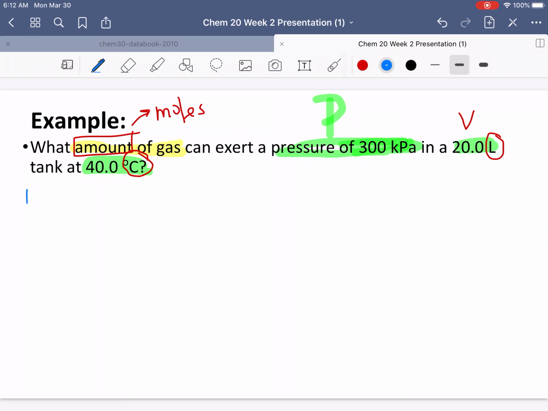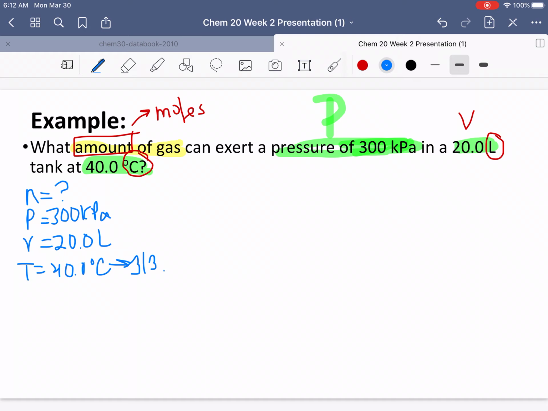Similar type thing to what we did before. Write down what you know. We're looking for n, the number of moles. Pressure is right there in front of you, given to you: 300 kilopascals. Once again, writing things as just numbers is not good enough. You must include your units. Volume, 20.0 liters. Yes, include the zeros, they're significant. And temperature is 40 degrees Celsius. I'm at the point now, guys, where I wouldn't expect to see the work for changing temperature. I usually just draw an arrow, add 273.15 on my calculator, and we get 315.15 Kelvin.